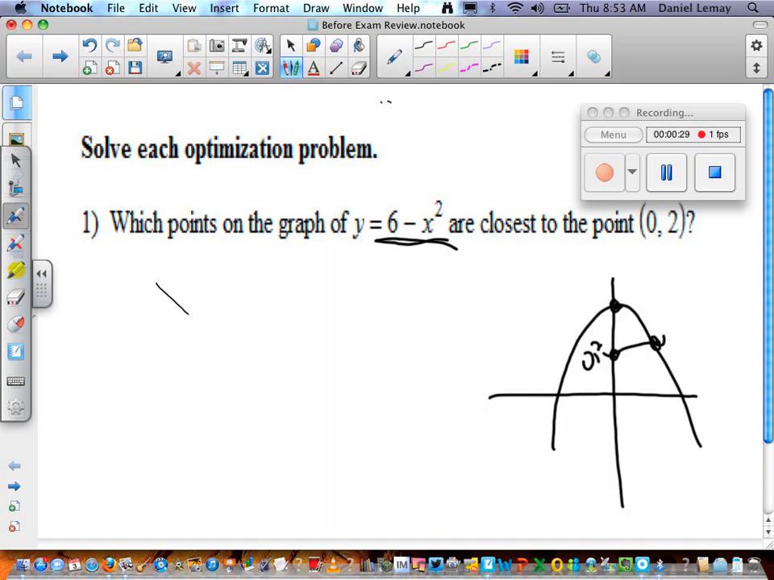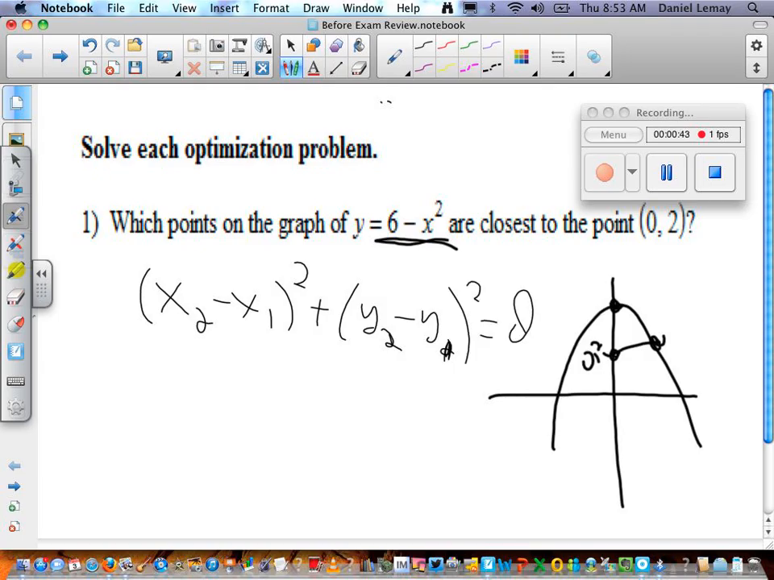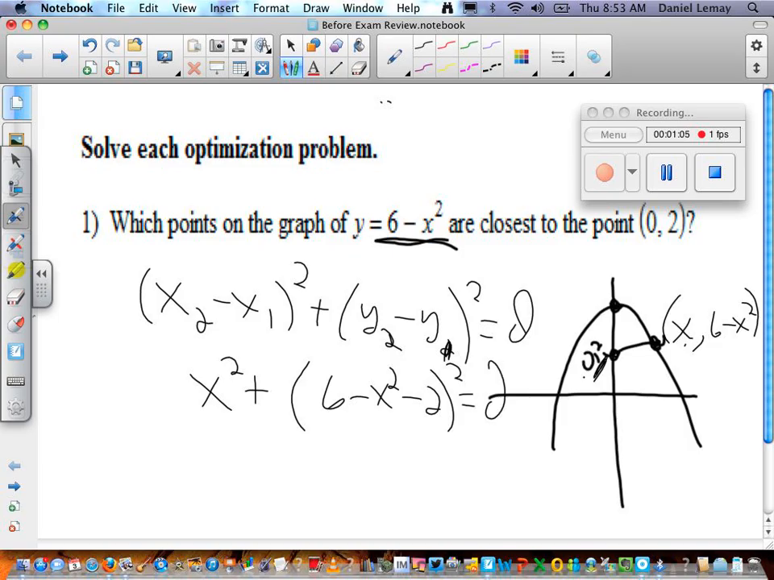Which is, do I need to do this? x2 minus x1 squared plus y1 minus y2 squared. No, why two? y2 minus y1 squared, thank you, equals the distance. So this point right here on this curve is x, 6 minus x squared. And that point, of course, is (0, 2). So if I say x minus 0, that's just x squared. And for the other point, I can say 6 minus x squared minus 2, squared, equals the distance. And then we're going to clean that up.